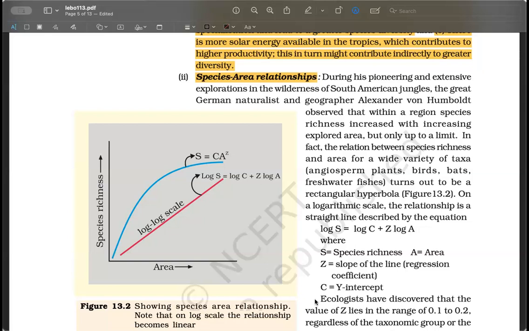Now the C here is the y-intercept. Wherever you intercept y, C is equal to the intercept at y. S is the species richness. So you are defining species richness: species richness is equal to the y-intercept multiplied by area raised to the power Z, which is called the slope of the line, right? Now you can see the slope. Do you know what the slope of a line is mathematically?